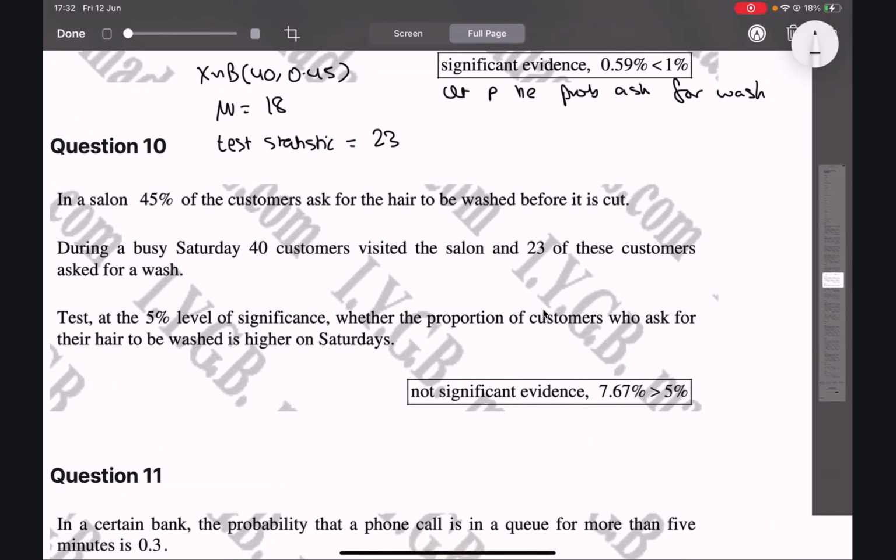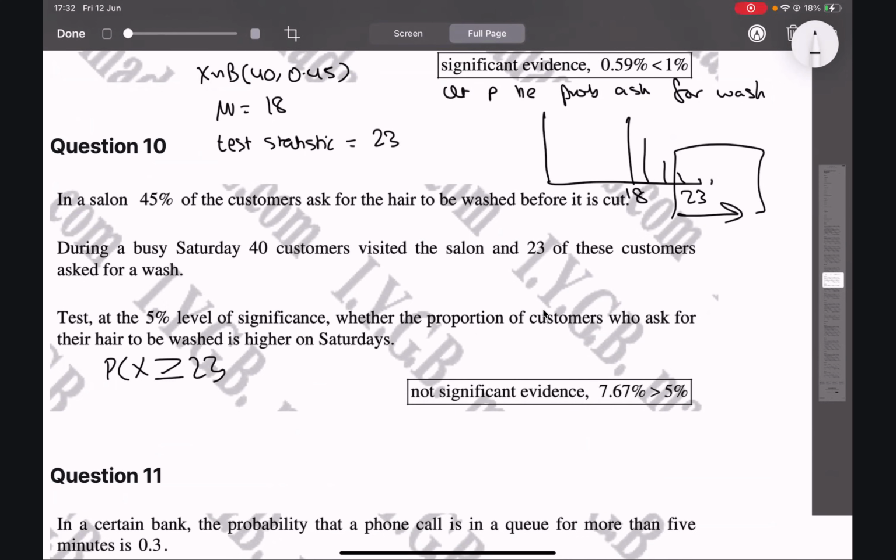And then we're working out this bit, right? Cool. So what should I work out? P(X greater than... would it be greater than 23? Greater than or equal to 23.